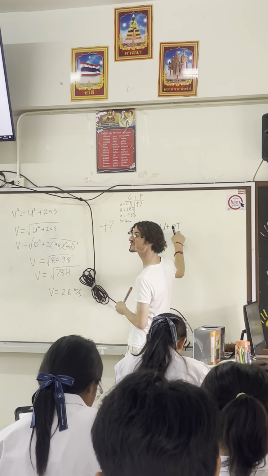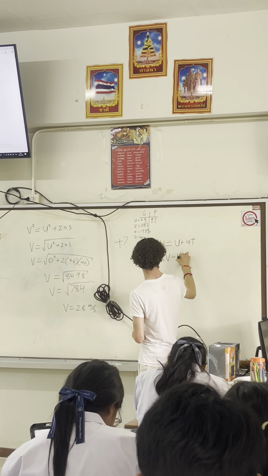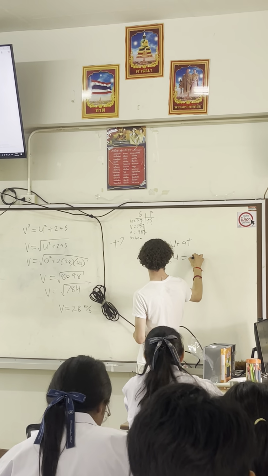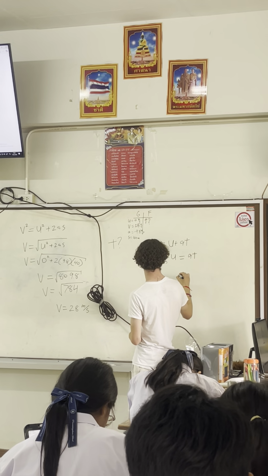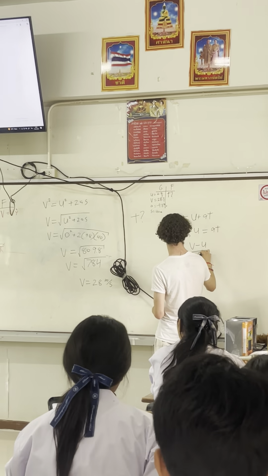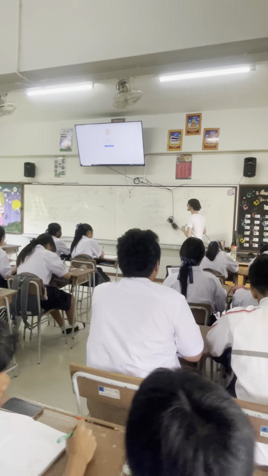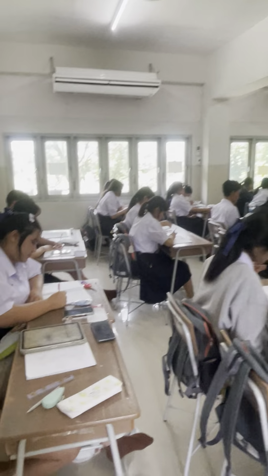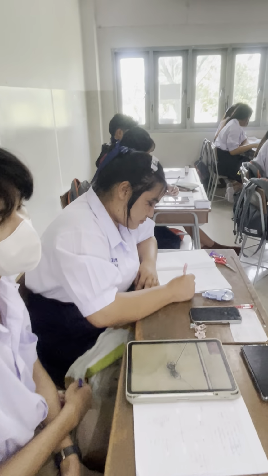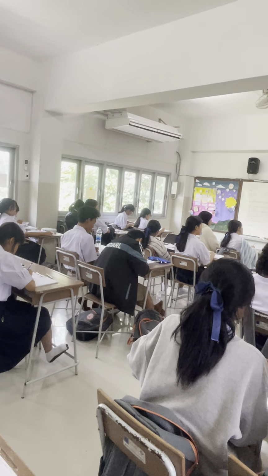So, V minus U equals A T. And then T equals V minus U over A. V is 28 minus U 0, over A 9.8.